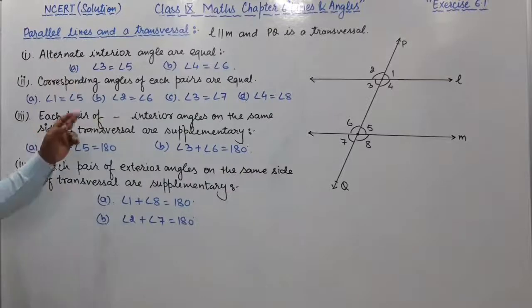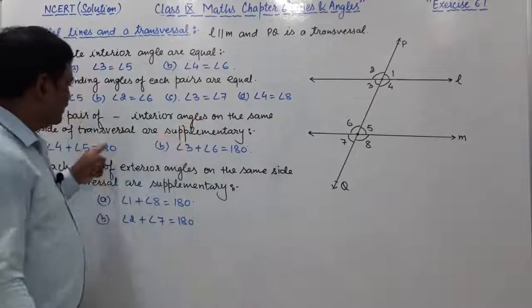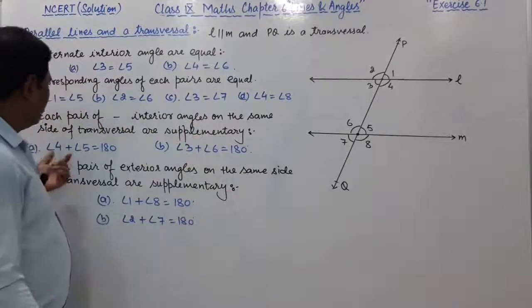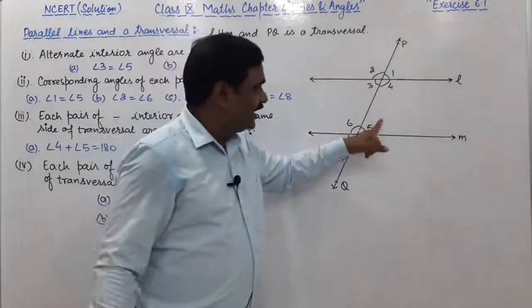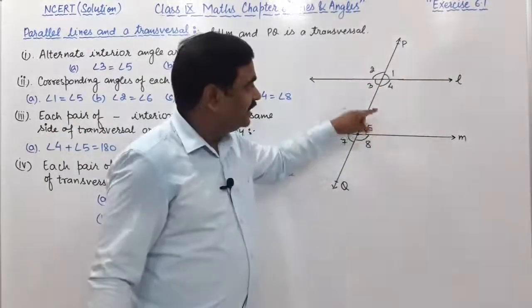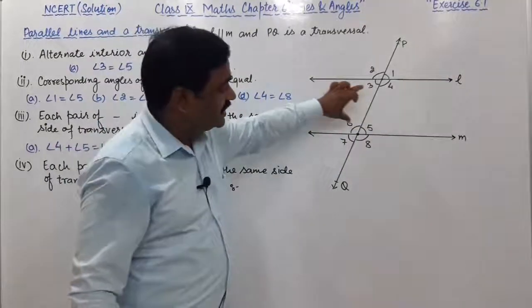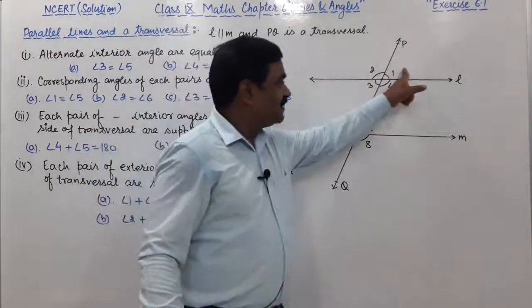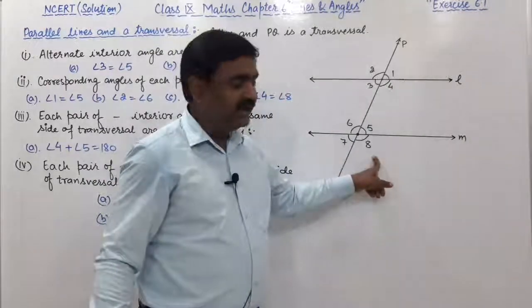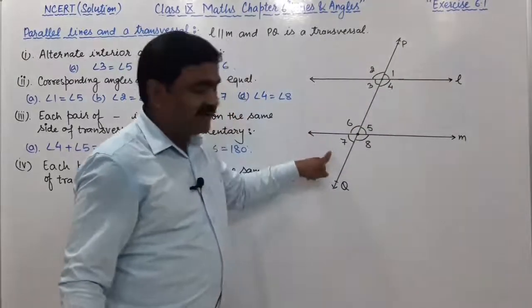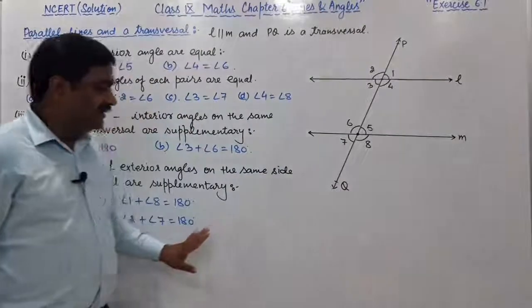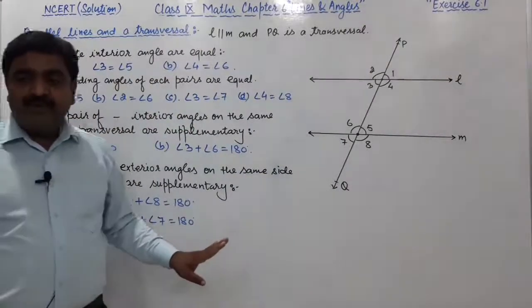Okay, next, each pair of interior angles on the same side of the transversal is supplementary, meaning angle 4 plus angle 5 is equal to 180 degrees, angle 3 plus angle 6 is equal to 180 degrees, because they are supplementary, and angle 1 plus angle 8 is equal to 180, angle 2 plus angle 7 is equal to 180 degrees. Got the point?